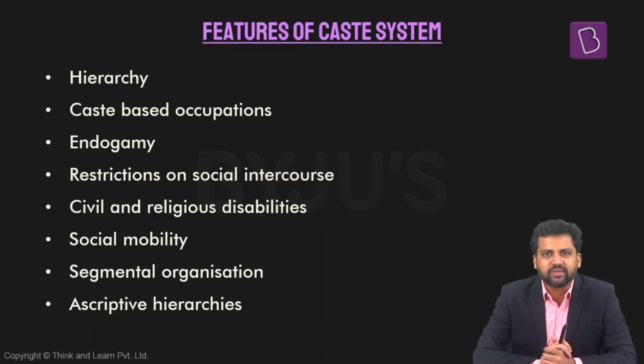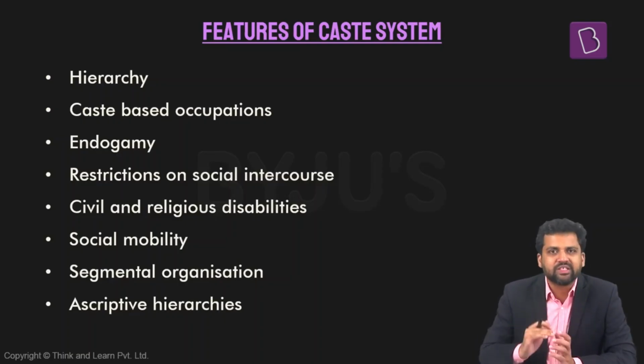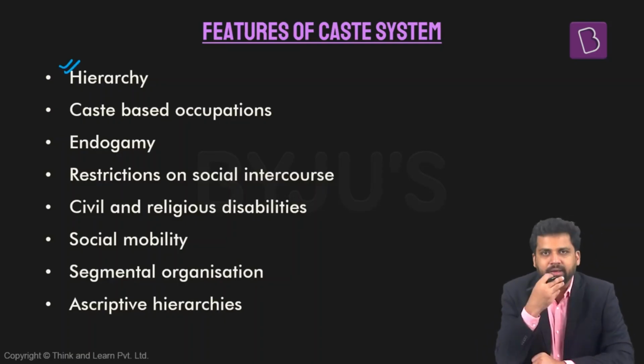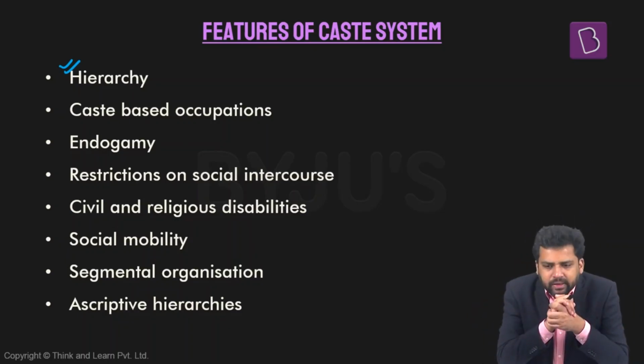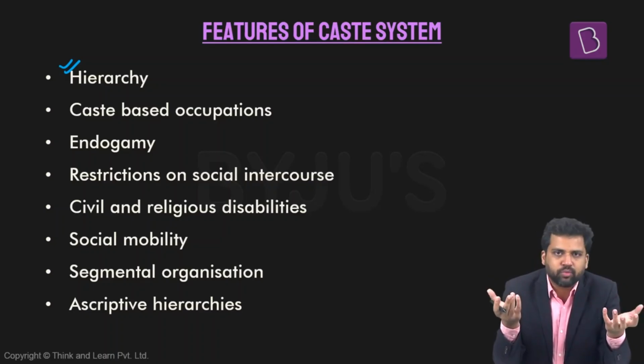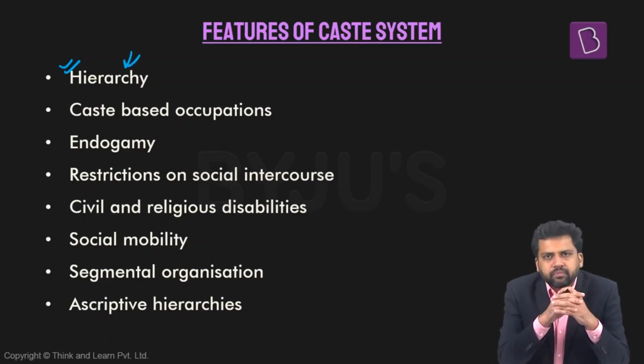We have a rough idea that the caste system is a system of stratification. But what are some of the features within that? The first thing: there is some form of hierarchy. Society is divided into different segments, and these segments are arranged in a hierarchical manner, which implies that certain groups of people are considered superior, certain groups of people are considered inferior.